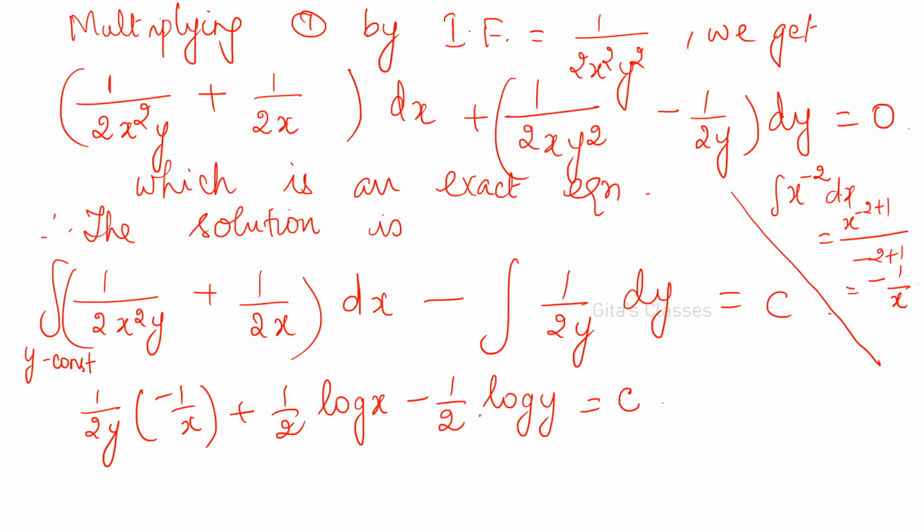I am combining these two. Throughout you can multiply by 2. So combining these two, log of x by y minus 1 by xy is equal to c1 or c dash. It is 2c actually, you can write it as c dash. This is c dash or c1, any other constant you can write.